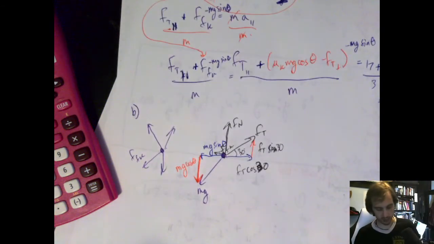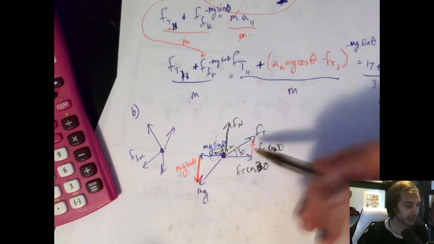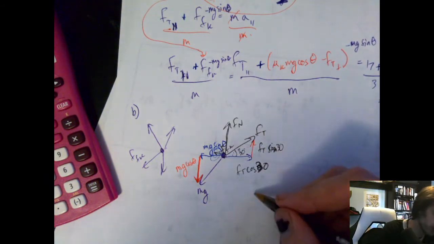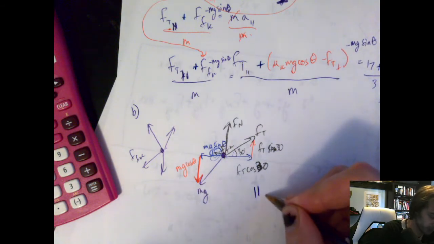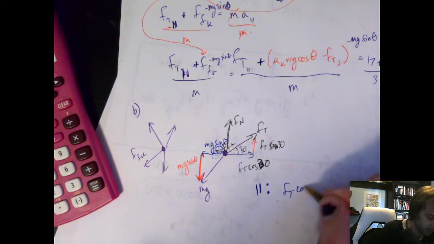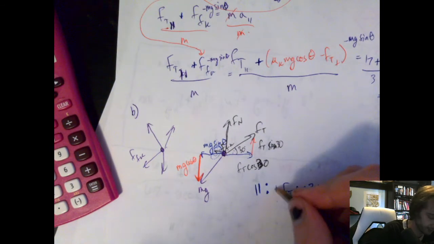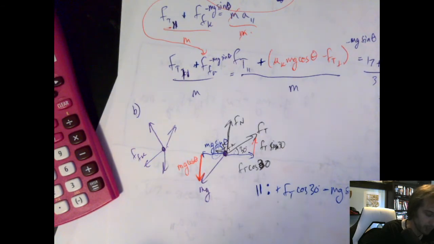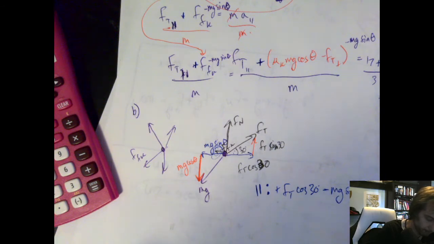So the only difference here is that because friction is now going down the hill like I had drawn it originally, instead of going up the hill like I should have drawn it last time, when we set up our equation in the parallel direction, the direction that's going up and down the hill, we'll have ft cosine 30, same as it was before, but positive. We'll have gravity, same as it was before, and negative. But we'll have friction this time also being negative.